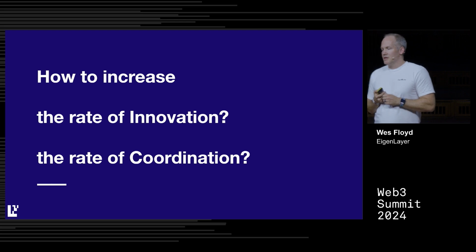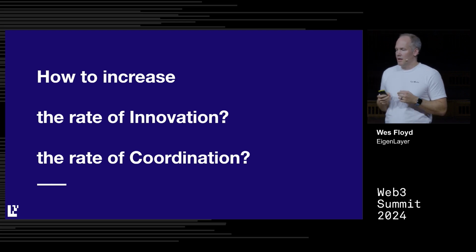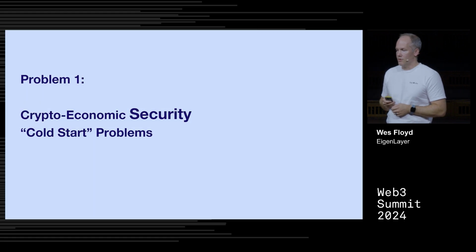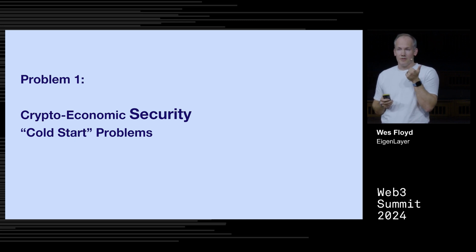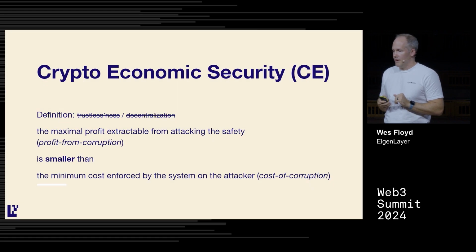So a way to phrase this that our CEO, Sriram Kannan, uses often is how to increase the rate of innovation and the rate of coordination for people building these Web3 services. So that's what we're going to focus on. And there's two aspects of this problem that we want to focus on. One is what we're going to call crypto economic security. And the second is what we're going to call a cold start set of problems. If I want to build my new Web3 service, what are the challenges that I have just starting from scratch? What am I going to face?